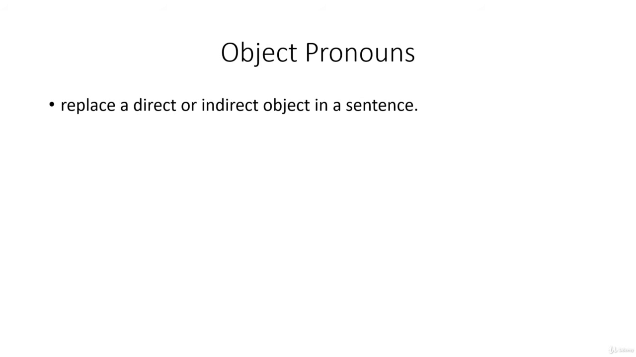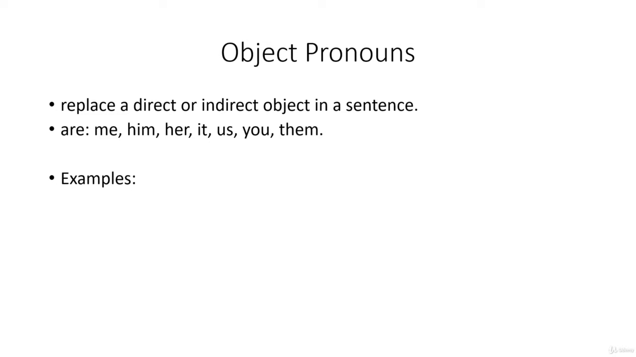Object pronouns replace a direct or indirect object in a sentence or clause. The object pronouns are me, him, her, it, us, you, them. We'll look at some examples.